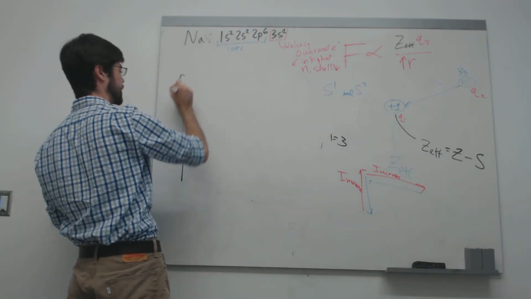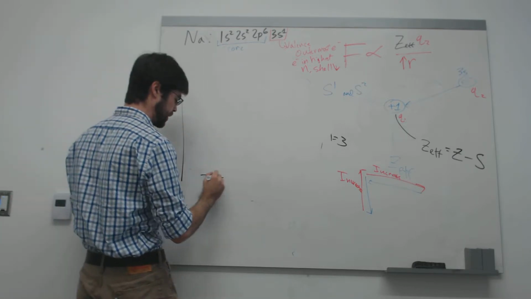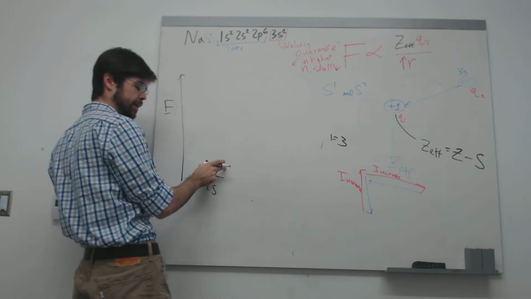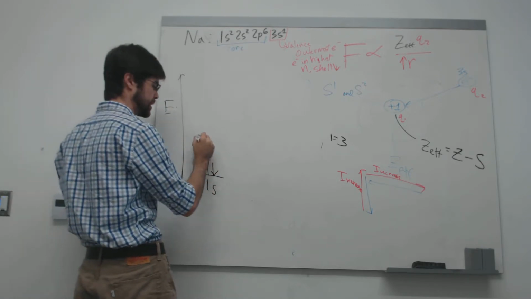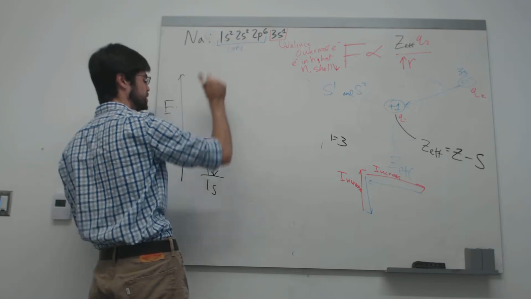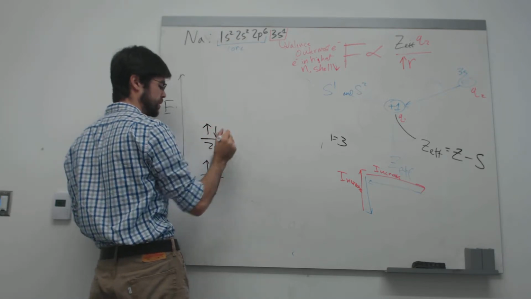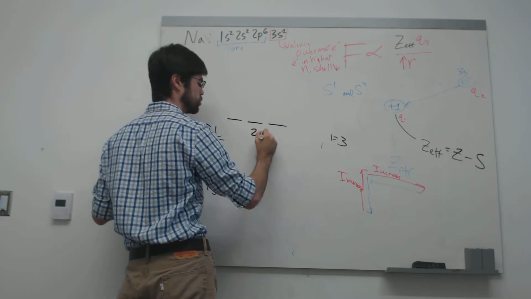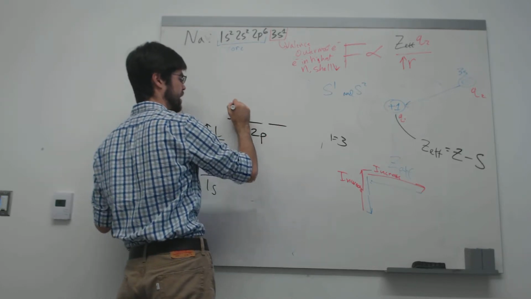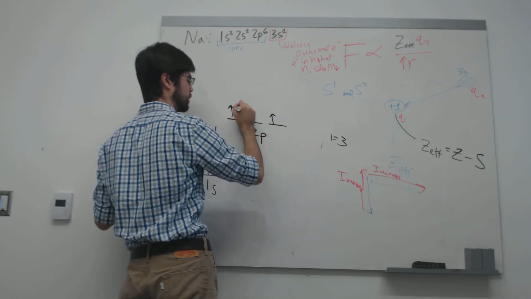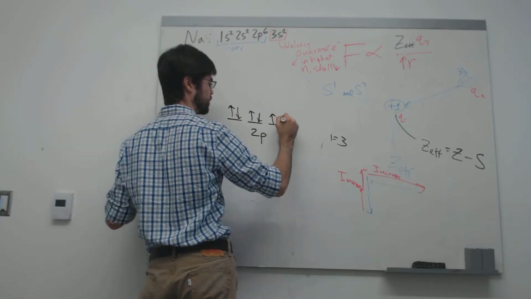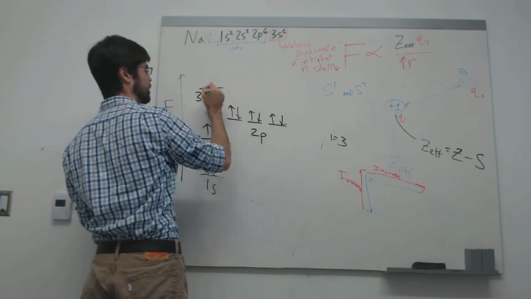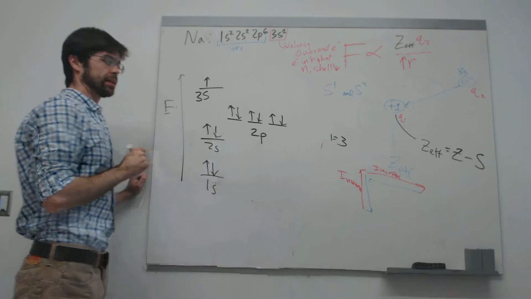So if I was going to draw my orbital diagram here, I would have a 1s orbital, and I can fit 2 electrons into there, 1 spin up and 1 spin down. Then I have my 2s subshell, I can fit 2 electrons in there, 1 spin up and 1 spin down. Then I have 3 2p orbitals, each one of them can be filled with 2 electrons. And then finally I have this 3s orbital, and I can put 1 electron in there.